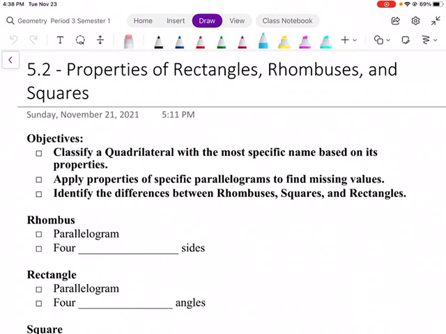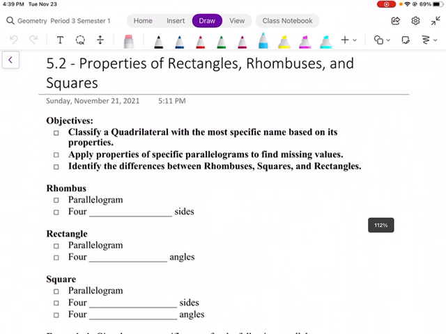Section 5.2 is on properties of rectangles, rhombuses, and squares. The objectives for today are to classify a quadrilateral with the most specific name based on its properties. Then we're going to apply properties of specific parallelograms to find missing values. And we're going to identify the difference between rhombuses, squares, and rectangles.